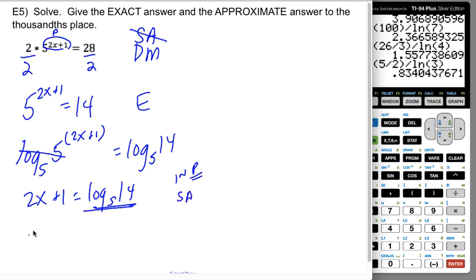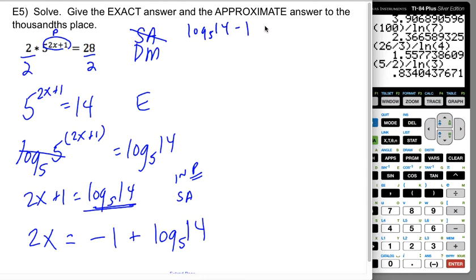So I'm going to subtract 1. When I subtract that 1, please notice that it doesn't affect the 14. The 1 is not inside the natural log, or the log base 5. So if you're unclear, put it at the front. You could put it at the back, but it is very important that the log base 5 of 14 minus 1 is not the log base 5 of 13, right?